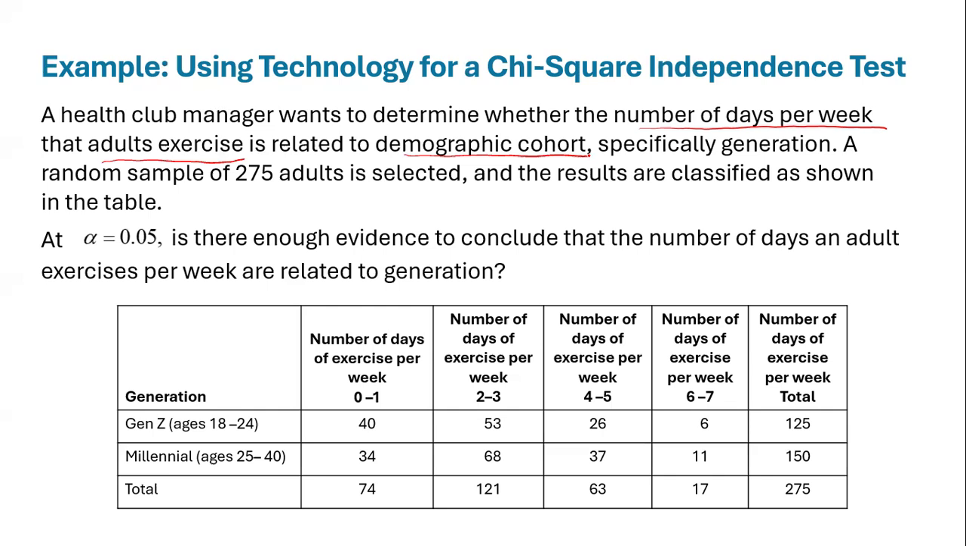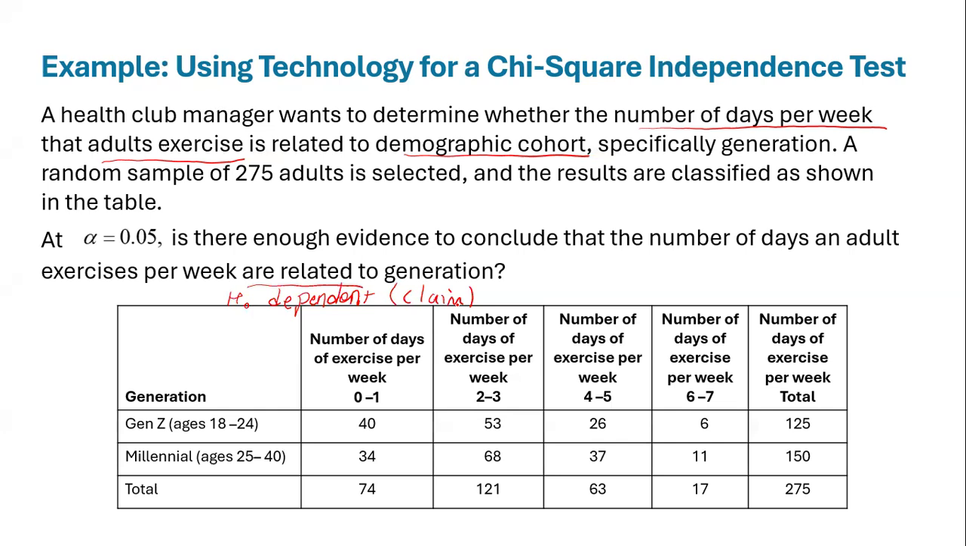We have a random sample of 275 adults, which is randomly selected, and the results are classified in this table. If alpha is 1%, is there enough evidence to conclude that the number of days an adult exercises is related? Again, related means dependent. And you put the dependent for the alternative. That means the claim must be on the alternative. I know so well by just reading this sentence.